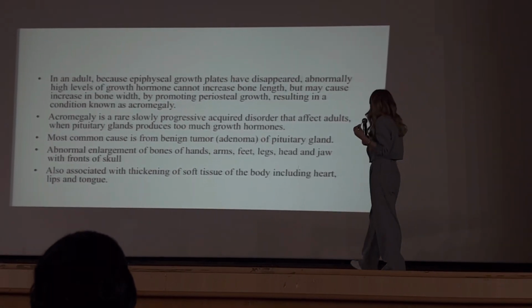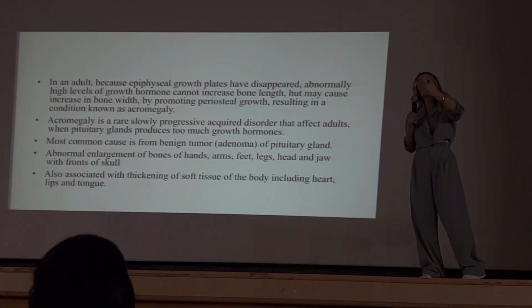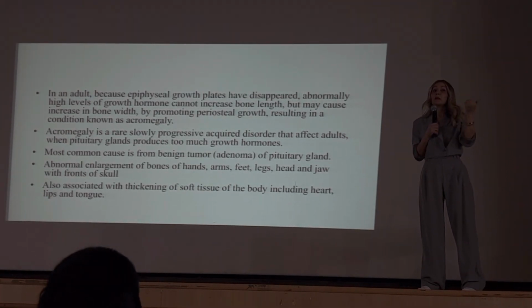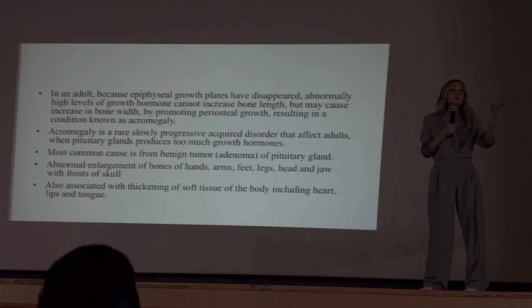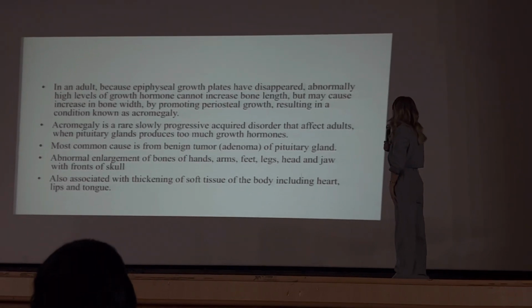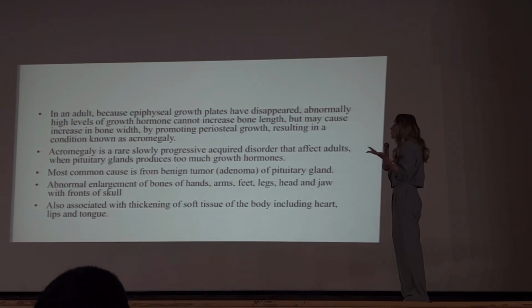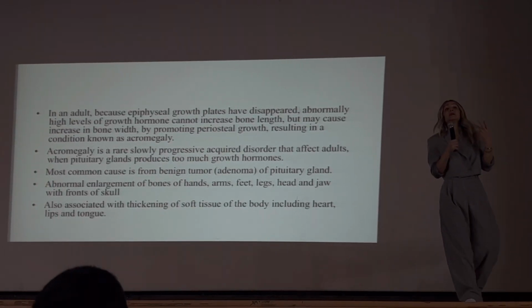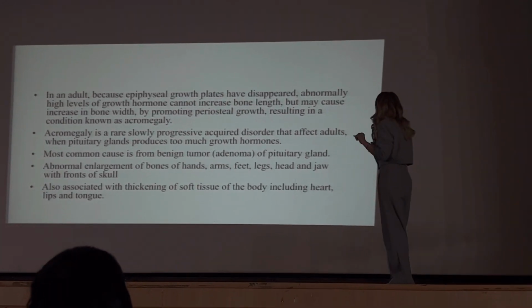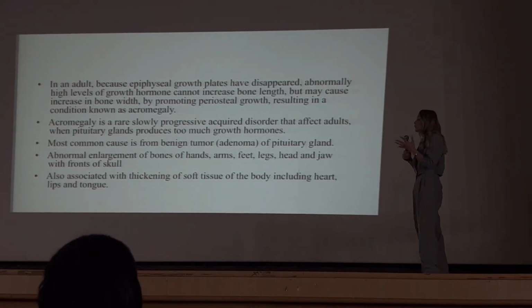It's a rare, slowly progressive, acquired disorder that affects adults when the pituitary gland produces too much growth hormone. The most common cause is pituitary adenoma, a benign neoplastic lesion of the pituitary gland, with abnormal enlargement of the bones of the hands, arms, feet, legs, and jaw, with the front of the skull.